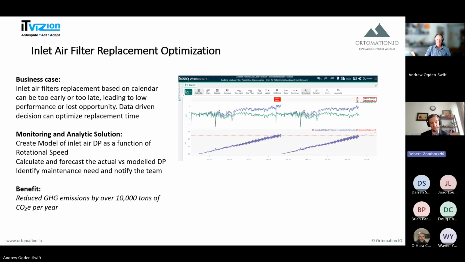This can reduce greenhouse gas emissions by huge levels. And I would like to highlight that the same method can be applied for heat exchanger fouling and also, for example, catalyst degradation. The same method, same alerts can be used. Okay, next slide, please.